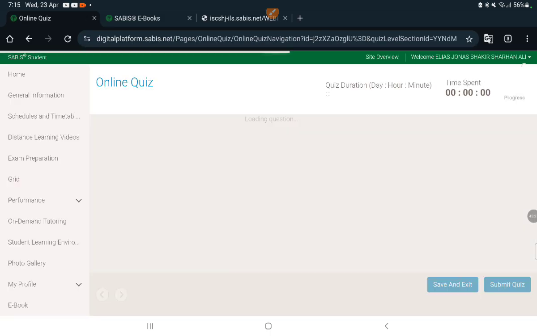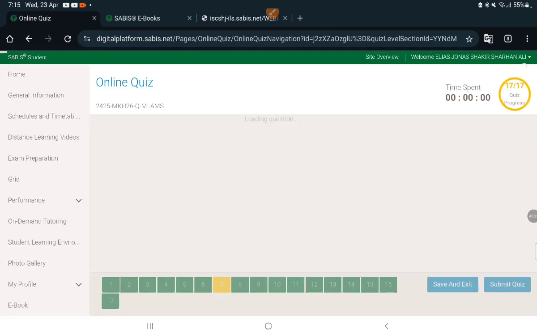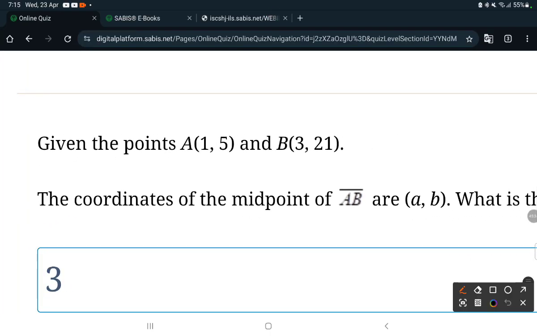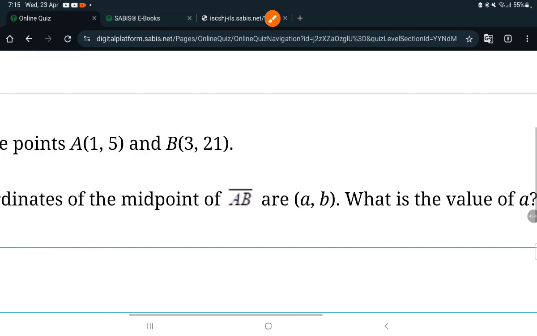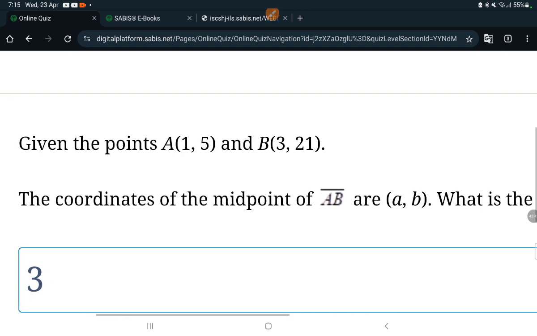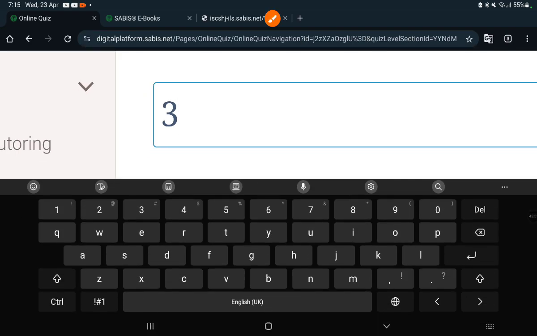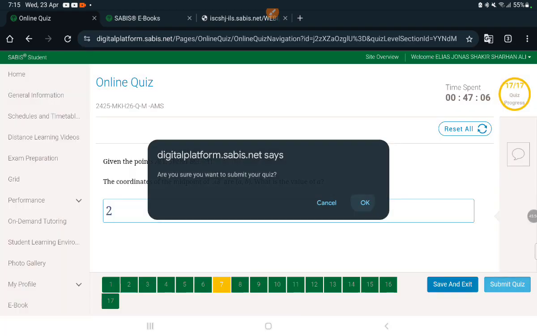Oh, and we got something wrong. Let's see. Given the points A(1, 5) and B(3, 21), what is the value of a? Okay, so I have x1 plus x2, 4. Why did I say 3? It's actually 2. I don't know why I said 3.